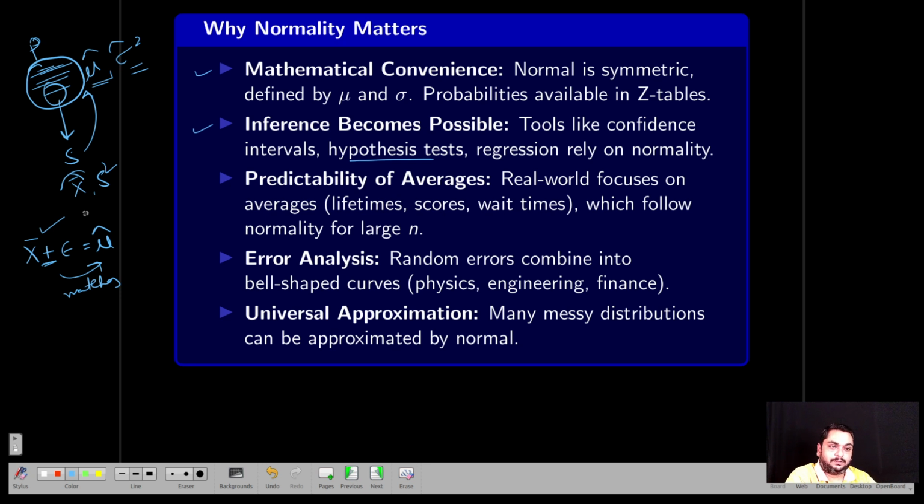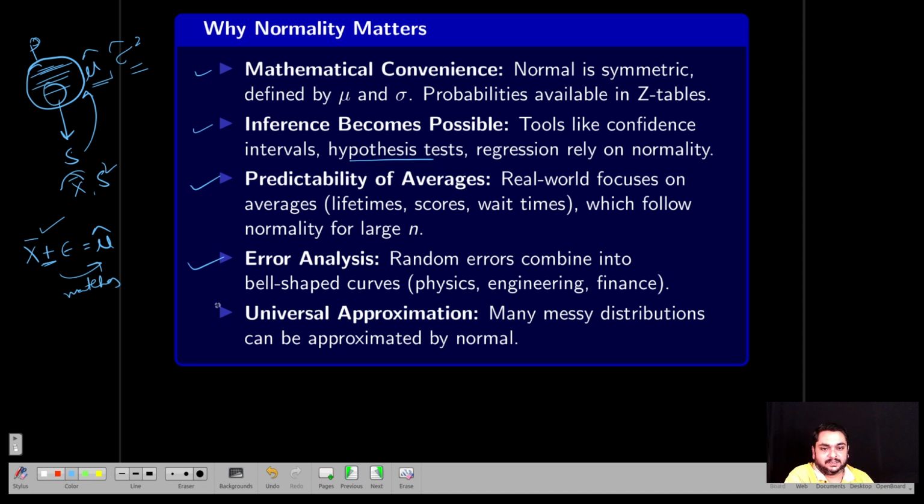Then regression relies on normality. That is the basic of your machine learning algorithms. Predictability of average. In the real world, when you solve some problems, you estimate some data and estimate the parameters of the data. So basically, you focus on averages, and averages can be easily calculated using the normal distribution. Error analysis. It's a bell-shaped curve that is symmetric. In many physics, engineering and finance problems, the random errors combine into a bell-shaped curve. So it's easy to find out the errors.